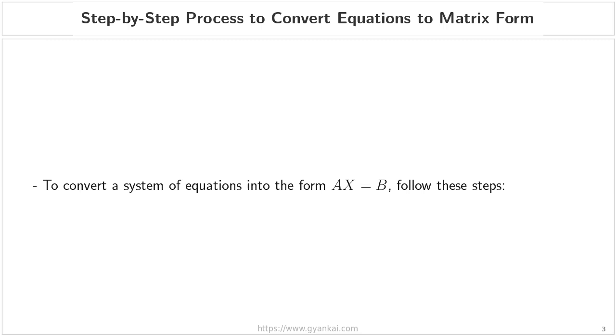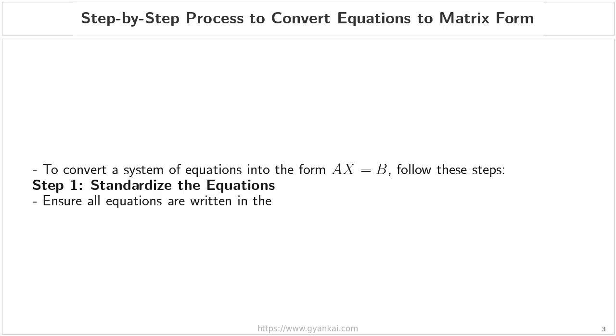Step-by-step process to convert equations to matrix form. Now that we understand what the individual components of our matrices represent, let's look at the actual procedure. How do we take a messy set of equations and transform them into that clean, structured form, A times x equals B, that we discussed in the previous slide? I want you to follow these 5 specific steps.